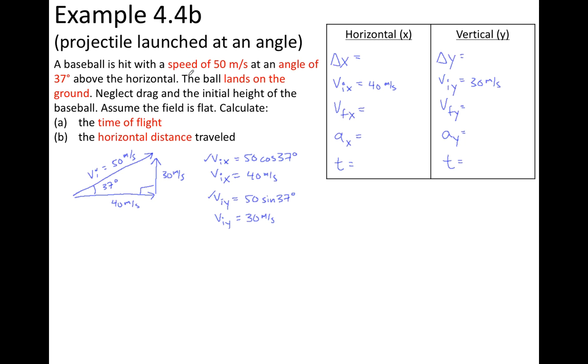Okay, so the ball is landing on the ground and the field is flat. That means that from the initial spot to the final spot, there is no change in the y position, right? The initial and final y positions are the same, so overall there is no change in the y position. The acceleration is known. We know that it's in free fall, so we know the acceleration in the y is negative g, or we'll use a value of negative 10, and we know the horizontal or x acceleration is 0.